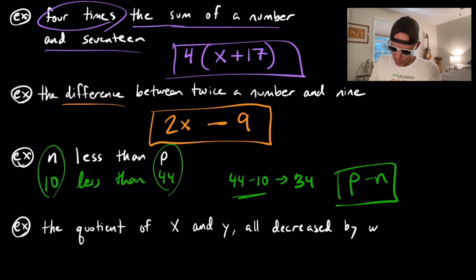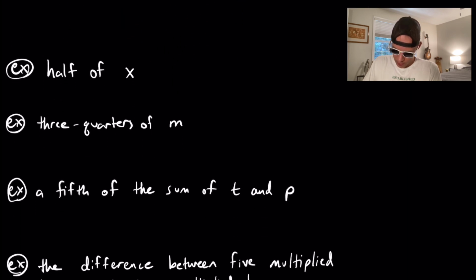All right, the quotient of X and Y, all decreased by W. So we mentioned that quotient is the answer to a division problem. So we want the quotient of X and Y. So we'll do X divided by Y, or X over Y. And then all of that decreased by W. Not too bad. All right, we got some more here.